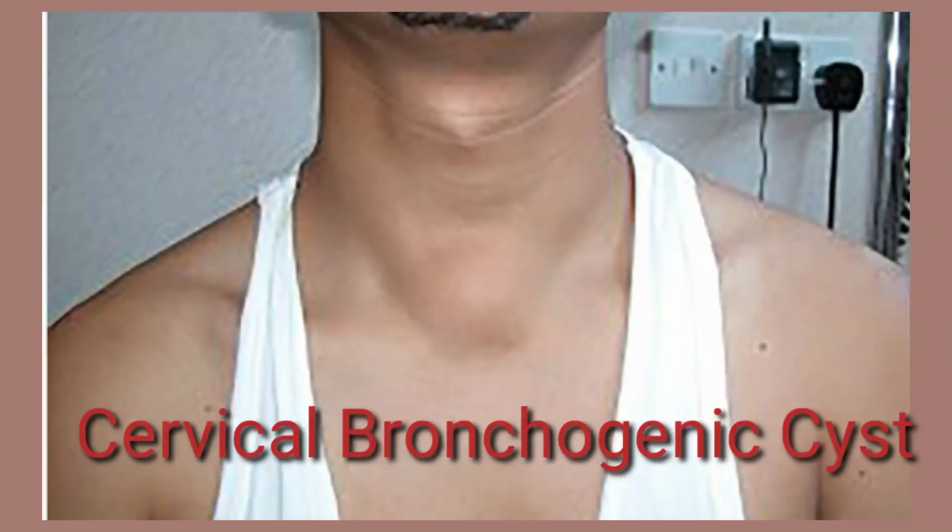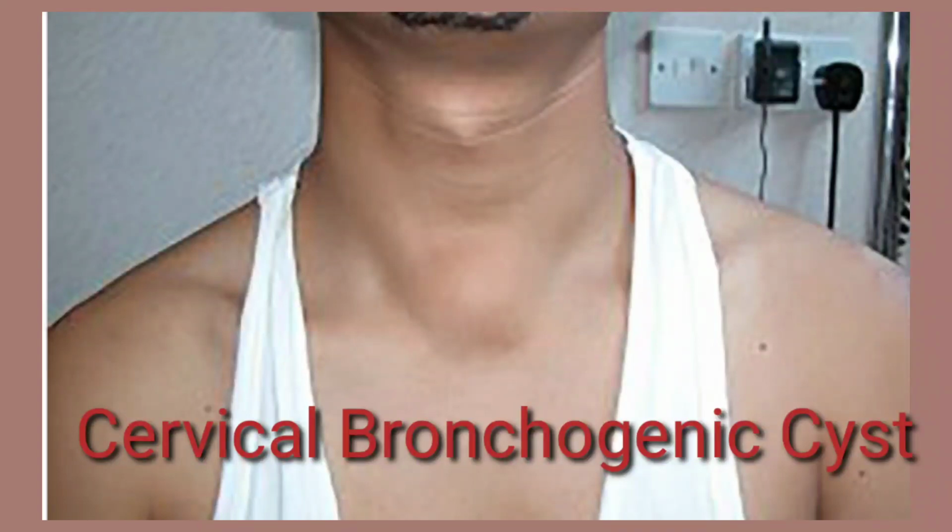Cervical bronchogenic cyst should also be included in the congenital cystic lesions of the neck, and this is actually an anomalous foregut development, and it will also be in the center on the midline of the cervical region. So this is the cervical bronchogenic cyst.